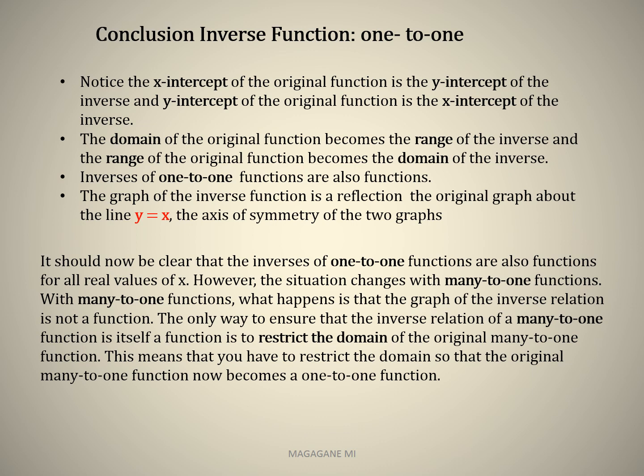However, the situation changes with many-to-one functions. With many-to-one functions, the graph of the inverse relation is not a function. The only way to ensure that the inverse relation of a many-to-one function is itself a function is to restrict the domain. This means that you have to restrict the domain so that the original many-to-one function becomes one-to-one. So we'll look at this in the next slide.